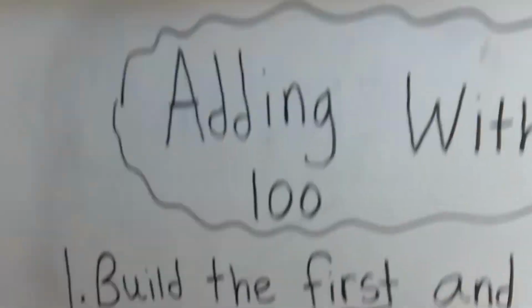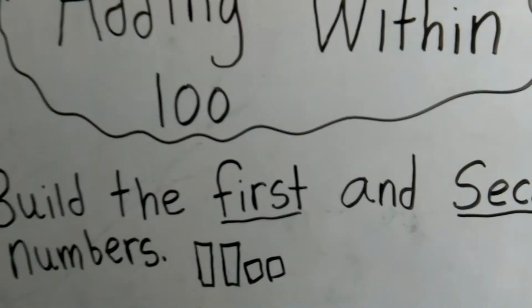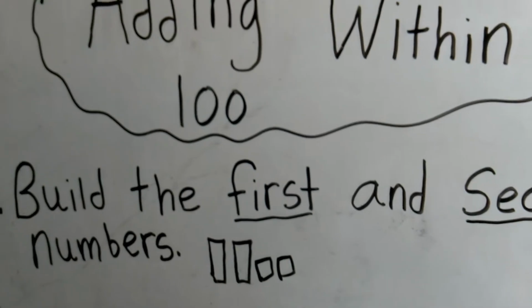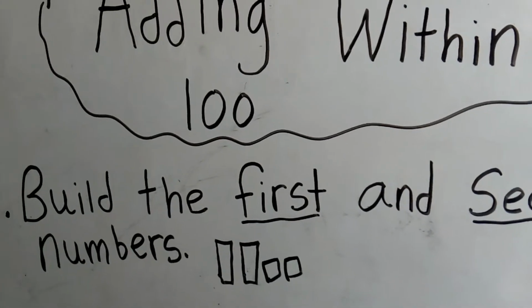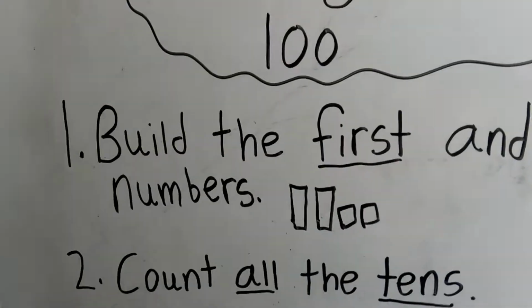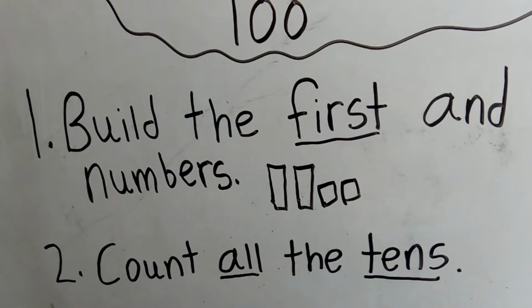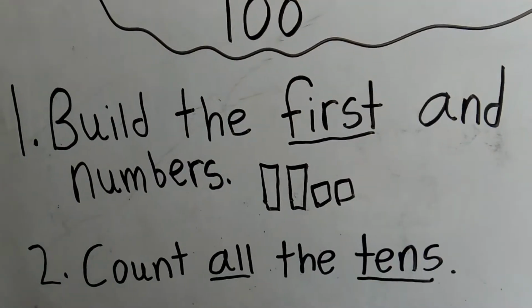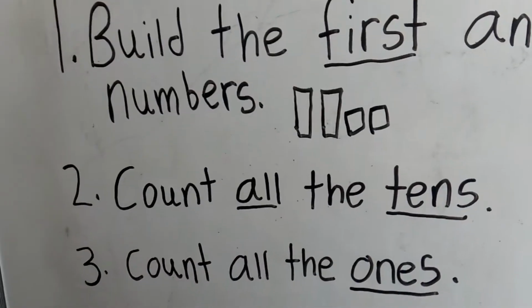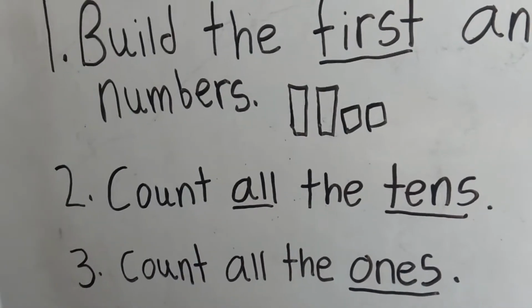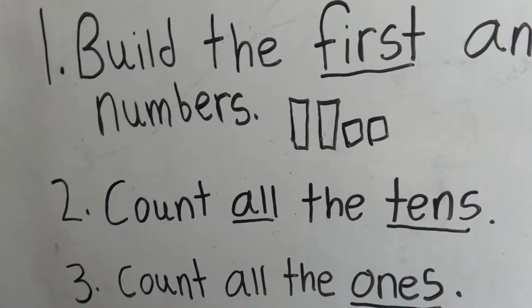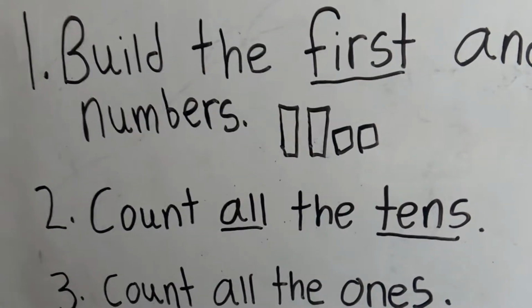So what you saw me do was I completed our 3 steps for adding within 100. So number 1, first I had to build the first and second numbers using the 10 sticks and the ones units. Number 2, you saw that I counted all the tens. And number 3, finally I counted all the ones. And by counting my tens and ones, I was able to find the sum.